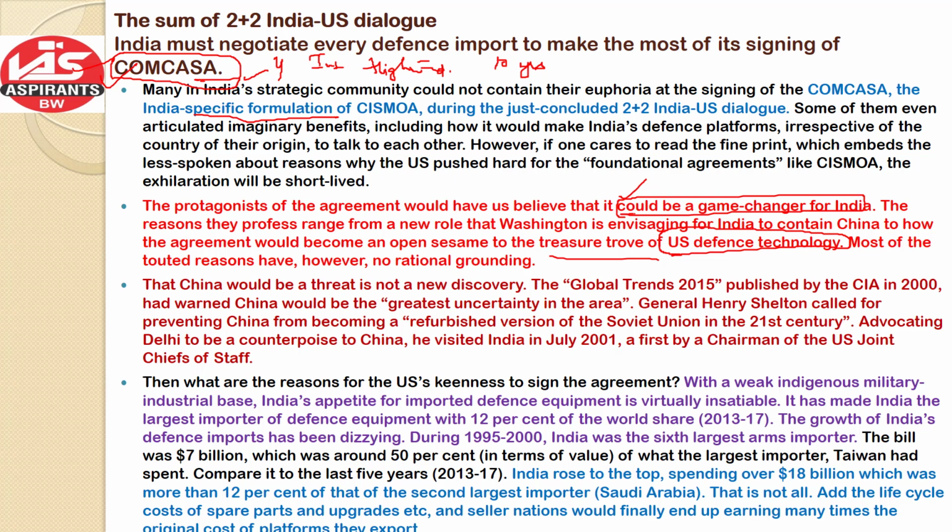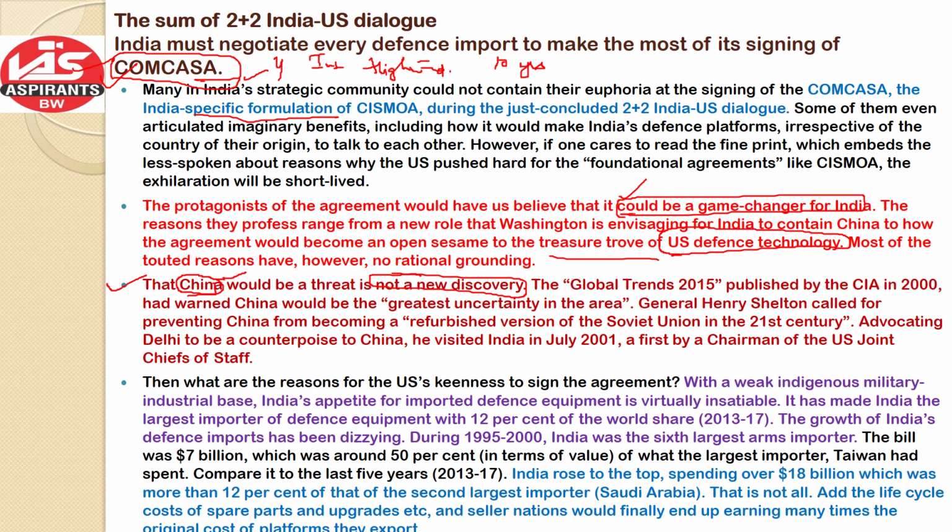And apart from that, the author says that those who are in favor are saying that India will have a new role that Washington is giving to India to contain China. But the author is saying, see, China is not a threat, that is a new discovery.